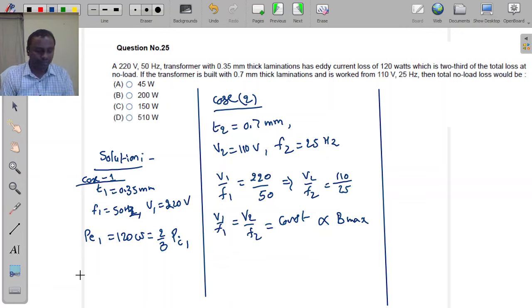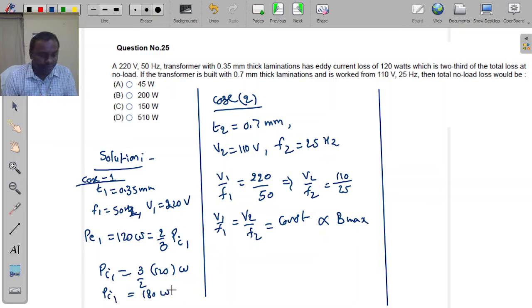Now, from this I can write the iron loss in this case is 3 by 2 times 120 watts. So iron loss in this case is 180 watts. If iron loss is 180 watts, what is the hysteresis loss in this case? Hysteresis loss is 180 minus 120, that is 60 watts.